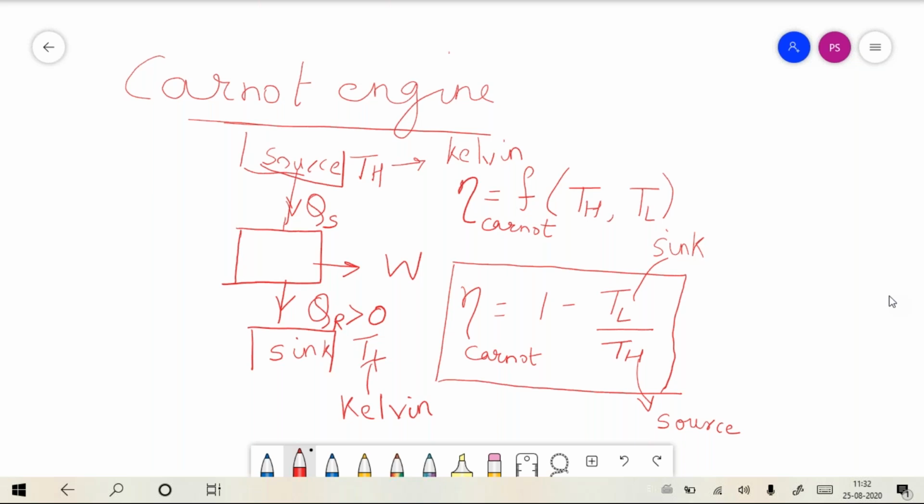Whiteboard is not seen. Whiteboard is not seen. It is visible in Gargi's screen. Okay, so I hope that this is clear to you.